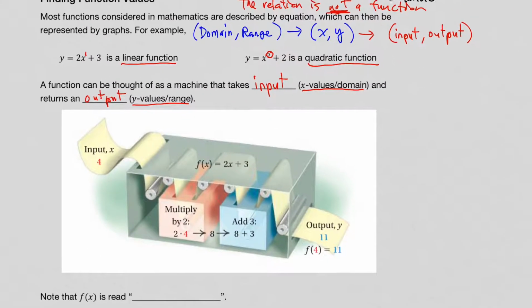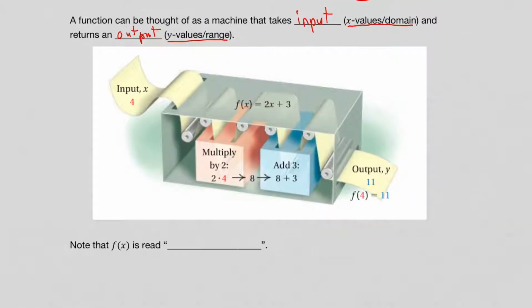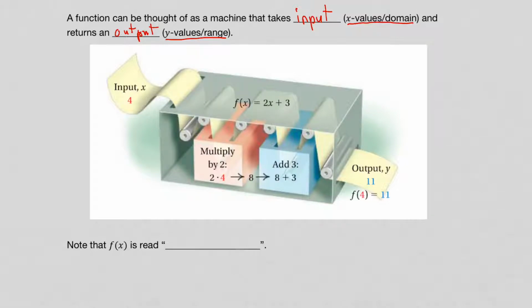So we have done this before plenty of times in this course, where we evaluate an equation, we plug in numbers for x, and that will produce a certain y. Well, it's the same thing here. The only difference now is that we're going to be using function notation. In other words, we're not going to use the y. Now we're going to use f of x.